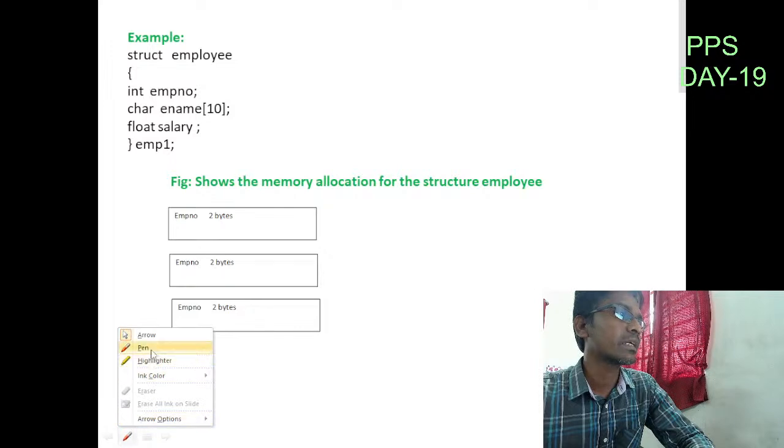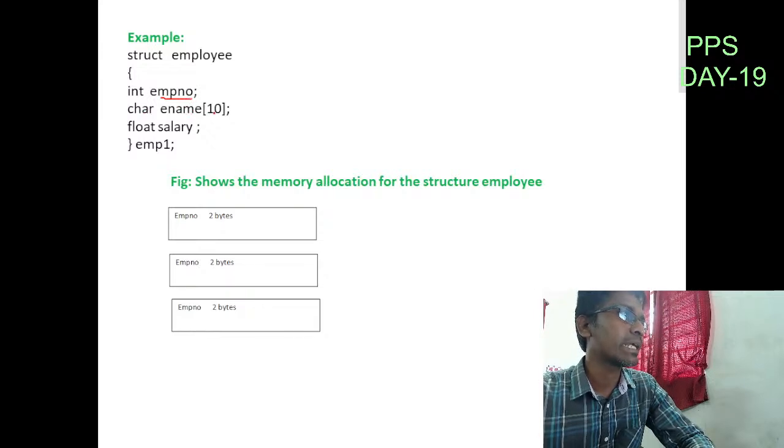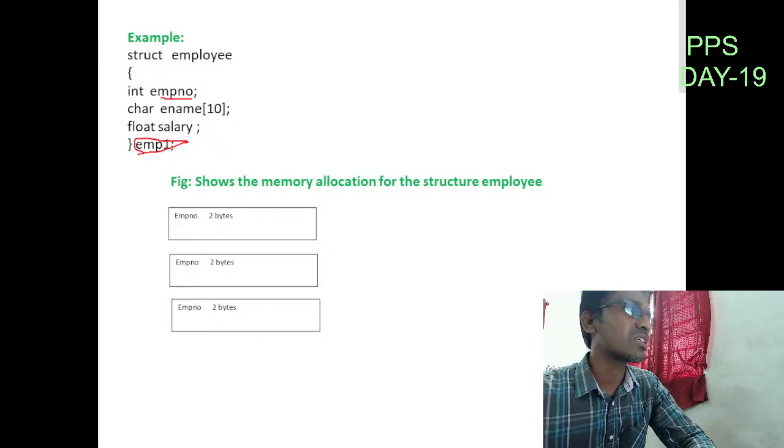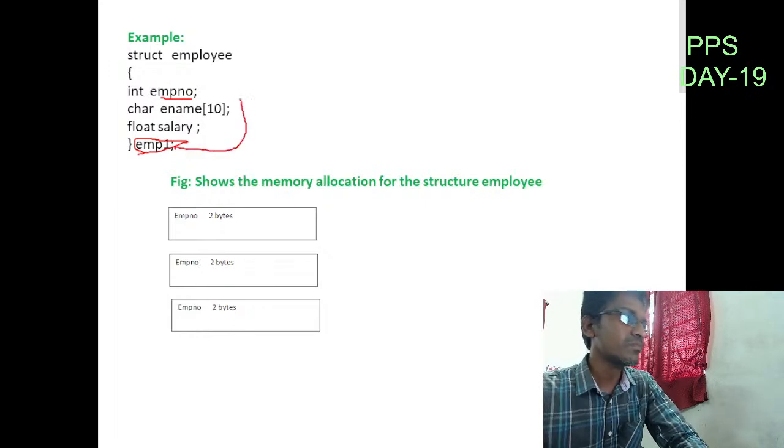In this example, I'm going to use the data type integer followed by emp number, a character followed by emp name, which will contain 10 characters, and a float followed by salary, followed by emp1. So it is a structure variable. With the help of this structure variable, you can access the employee number, the employee name, or the salary of the employee. So how are we going to access them?